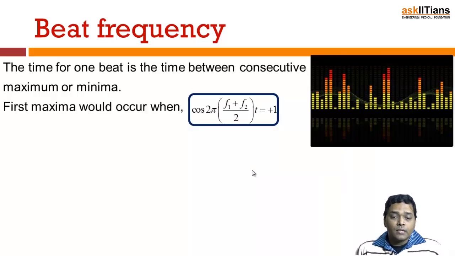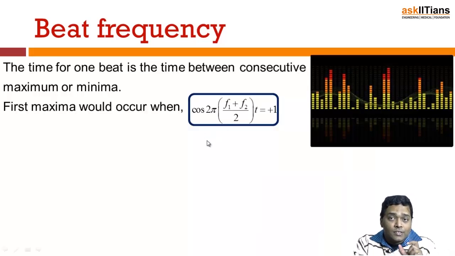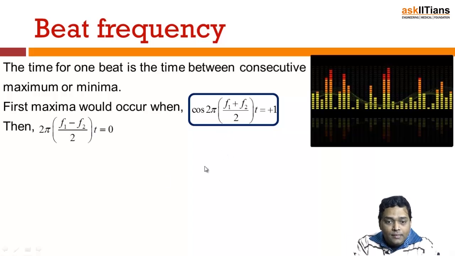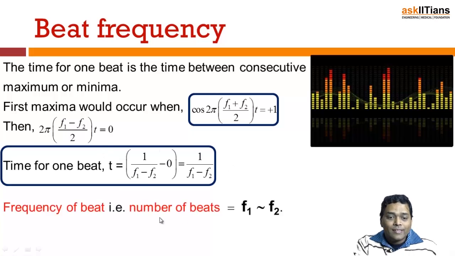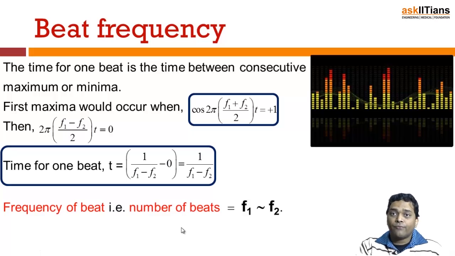So the first maxima is going to occur, as we found from the relation for the cosine part. The first maxima occurs when this value of cosine is going to be maximum, because the resulting thing is anyway a wave. So that means this particular factor is going to be 0. Then for one beat, it's going to be given by this particular relation. The frequency of beat is nothing but the difference of the frequencies, that is, the number of beats is equal to the difference of the frequencies. So hopefully it makes sense what beats stand for. So stay tuned for more.